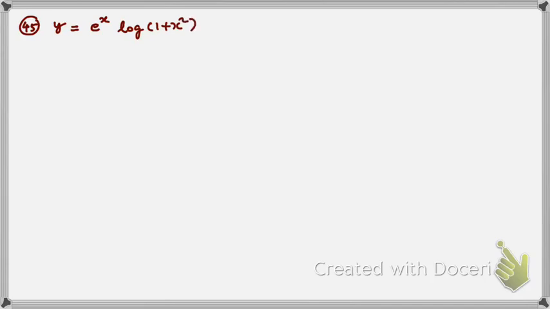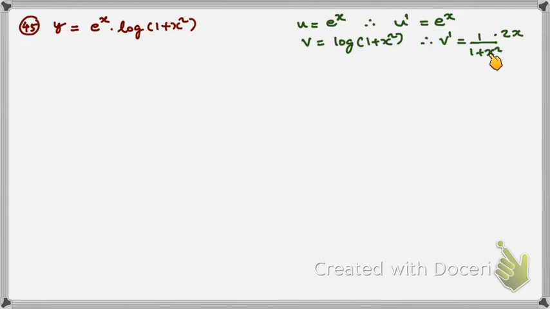y is equal to e raised to x into log of 1 plus x square. That's again product. E raised to x is here u, and that's here v. So u into v, product rule, u into v dash plus v into u dash. First function into derivative of the second plus second function into derivative of the first. So I write what is my u. U is e raised to x, therefore u dash is e raised to x itself. My v is log of 1 plus x square. Therefore v dash will be 1 by 1 plus x square into the inside derivative, which is 2x.